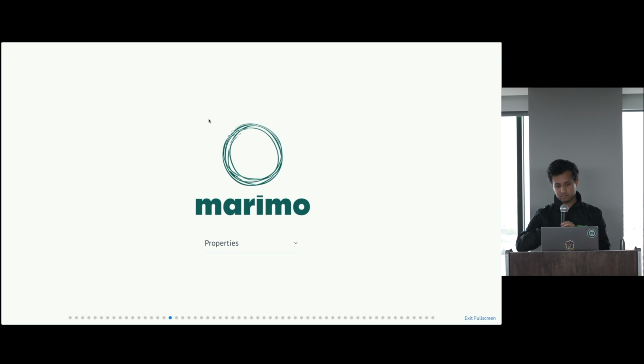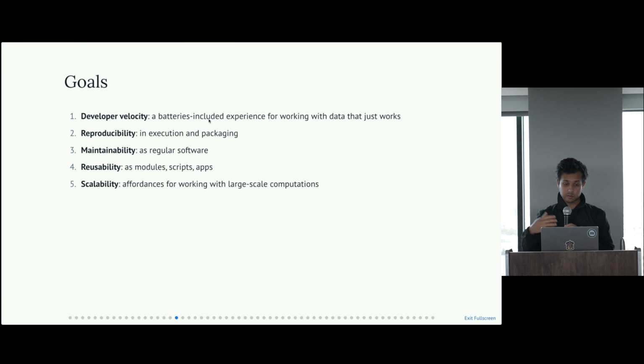So that ideation process led to the creation of Marimo. Like I mentioned, Marimo is totally open source, Apache 2.0, and we have a great team working on it, a team of 6 of us. And some of our goals: better developer velocity, so a batteries-included experience for working with data; reproducibility in execution and packaging; maintainability as regular software; reusability, as modules or scripts; and scalability, so affordances for working with large-scale computation.